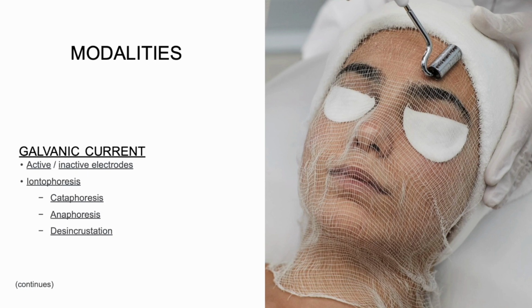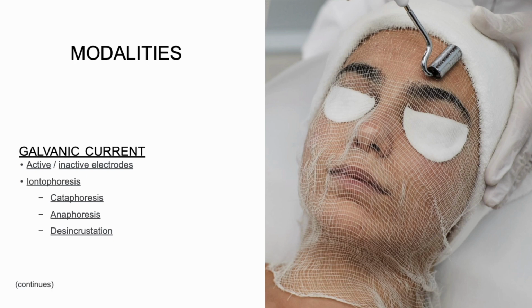So let's talk about iontophoresis. This is the process of infusing water-soluble products into the skin with the use of electrical current, such as the use of positive and negative poles of the galvanic machine. You then have cataphoresis, which infuses an acidic, positive product into deeper tissues using galvanic current from the positive pole toward the negative pole. And then you have anaphoresis, which infuses an alkaline or a negative product into the tissue from the negative pole towards the positive pole.